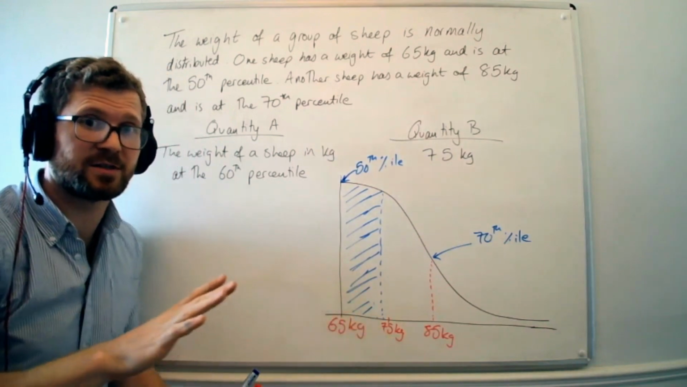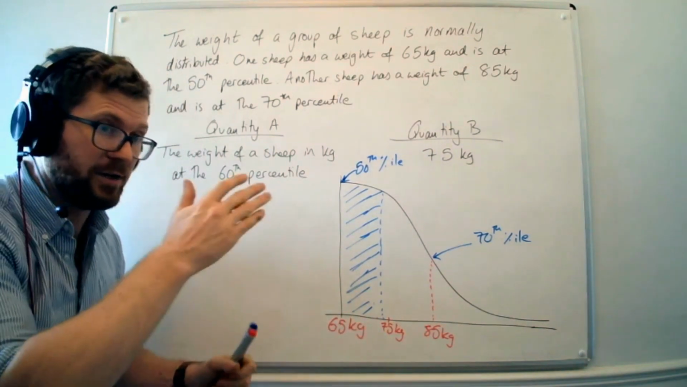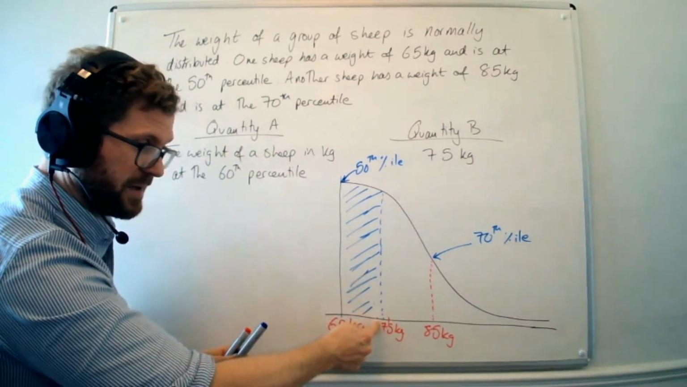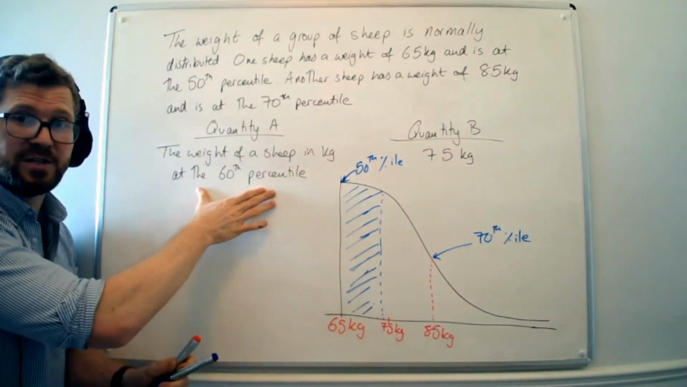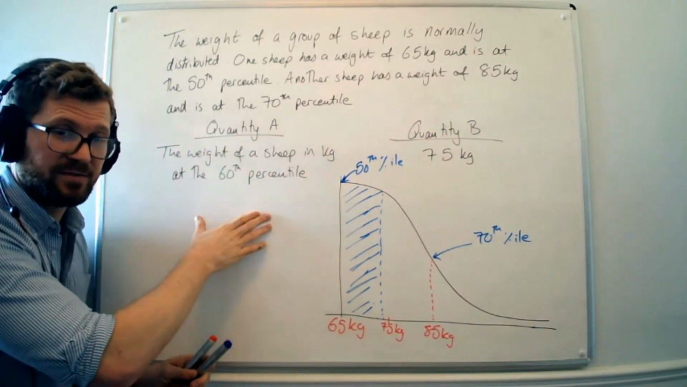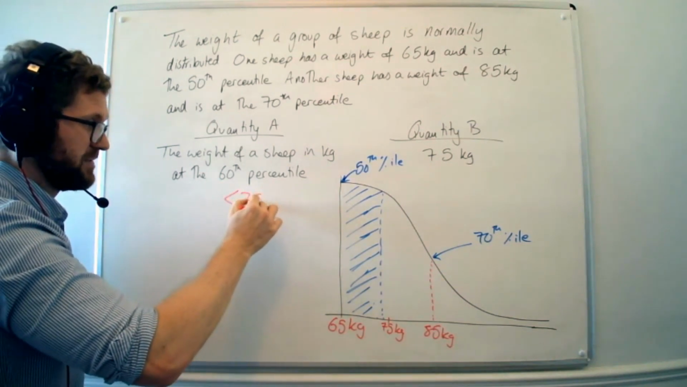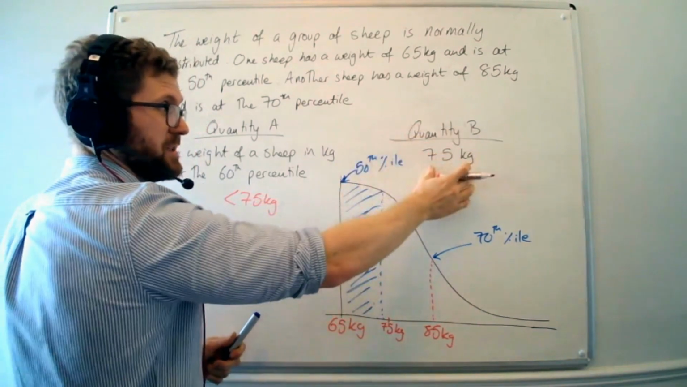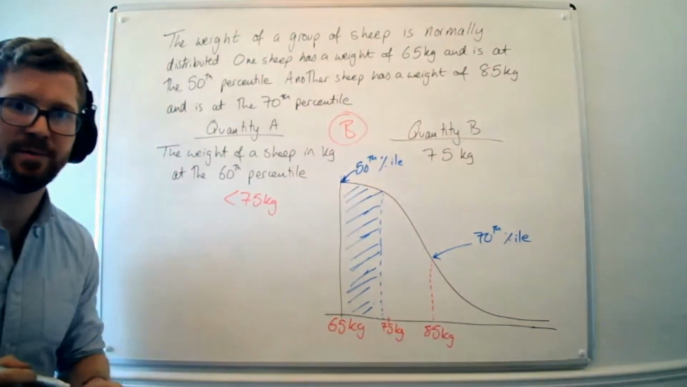And because this is a quantitative comparison question, that's all I need. Because I know the dashed blue line hits the x-axis, hits the base, to the left of 75. I know whatever the weight of this sheep is, it's less than 75. So over on this left side, I've got less than 75 kilograms. Over here, I've got 75 kilograms. So quantity B is going to be bigger than quantity A. So the answer to this question is going to be B.